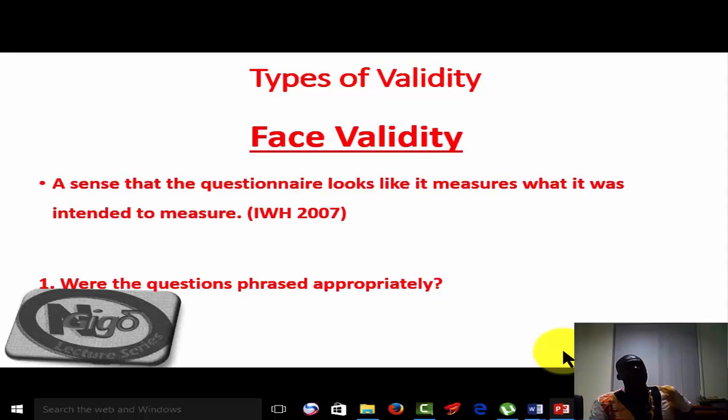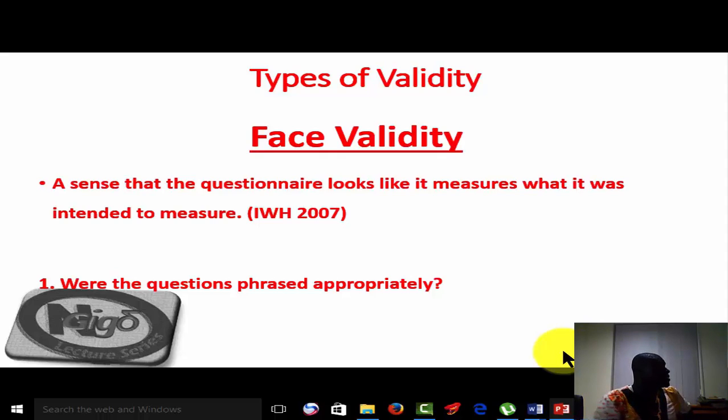Let's move on. So these are the things that you look at when it comes to face validity, where the question is phrased appropriately. We have seen one right now, where instead of saying what is your perception of students on this, it rather went to where the society and things would think. So the idea may be right, but the way the question was phrased was wrong.